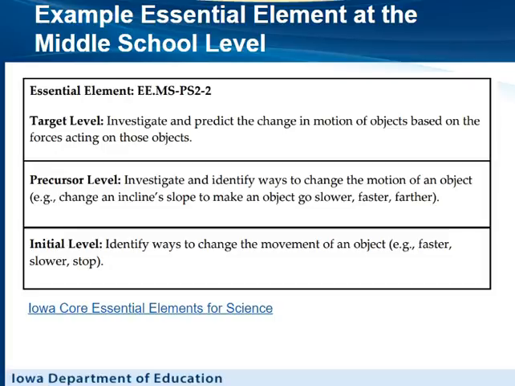So if we look at the essential element referenced there, the target, investigate and predict the change in motion of objects based on forces acting on those objects. We shift to the precursor level, investigate and identify ways to change the motion of an object. For example, change an inclined slope to make an object go slower, faster, farther. And then the initial level. We look here, identify ways to change the movement of an object, faster, slower, and stop.